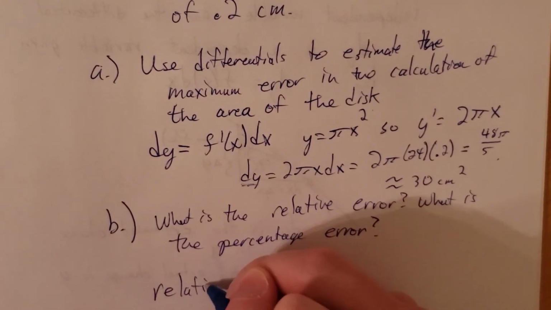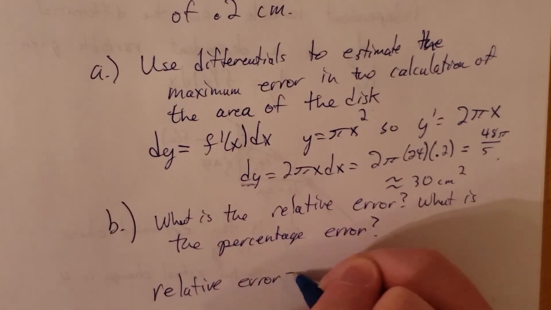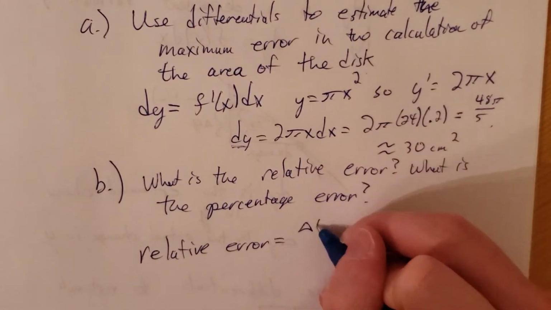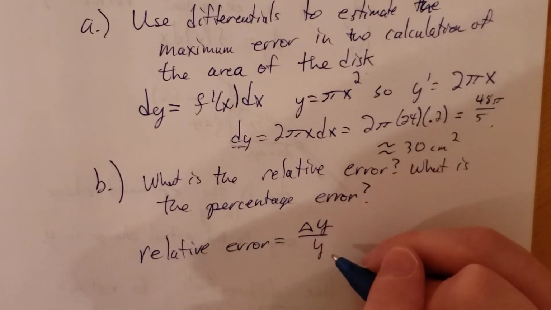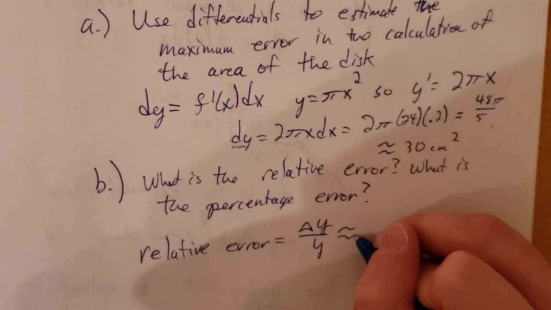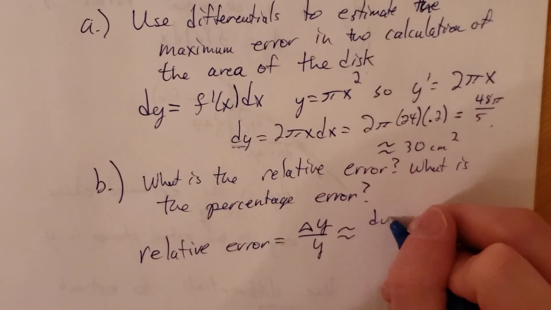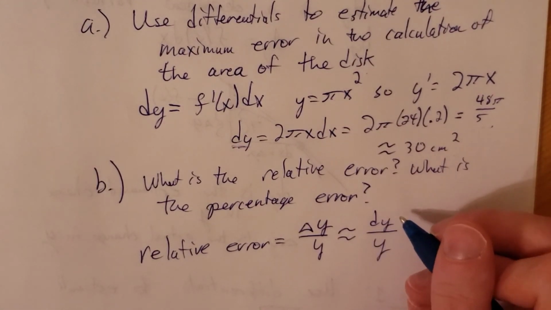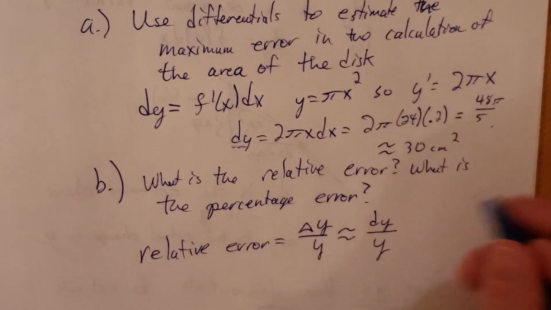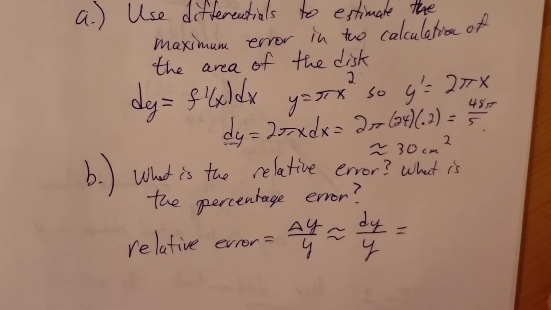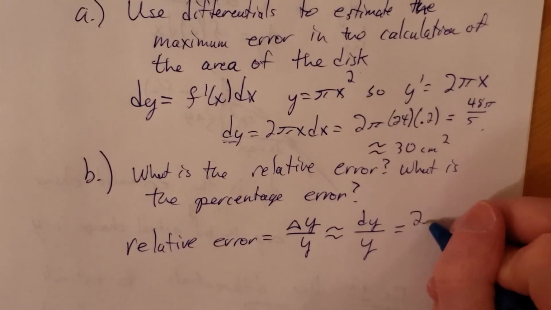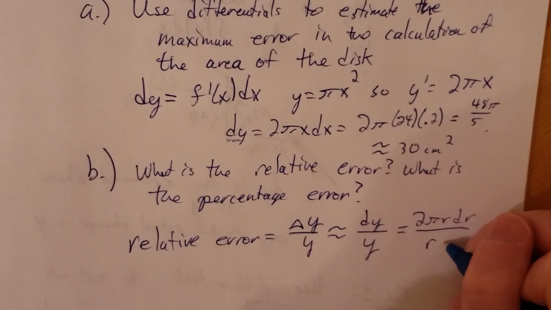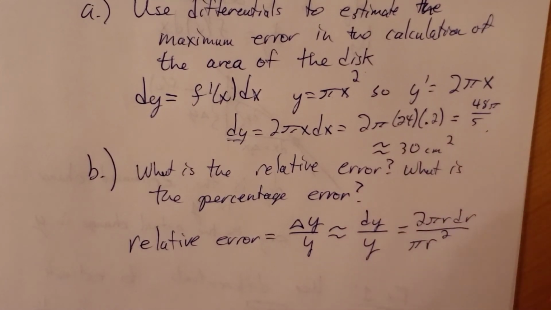So our relative error is equal to the actual change in y over y, which we can estimate by dy over y. Dy is our estimated error, our estimated change. And what is this calculation? Well, this calculation is 2 pi r dr, right? That was our dy. And y is actually just pi r squared.